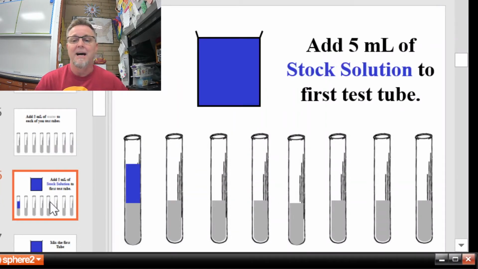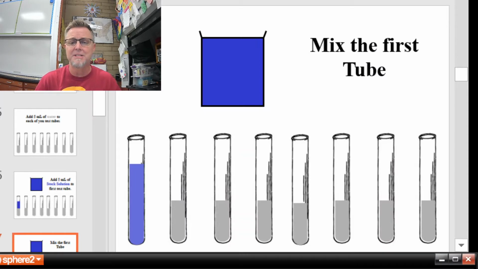Next, I'm going to take 5 mils from my stock solution and I'm going to add that to the first test tube. So basically I've taken 5 mils of stock solution and I've mixed it with 5 mils of water. So if you're doing the math, if you're paying attention, I've cut the concentration of my stock solution by 1/2. Whoa! That's what I'm going to do test tube after test tube all the way down the line until I reach the end. So once I've added my stock solution to the first test tube, I'm going to mix it.